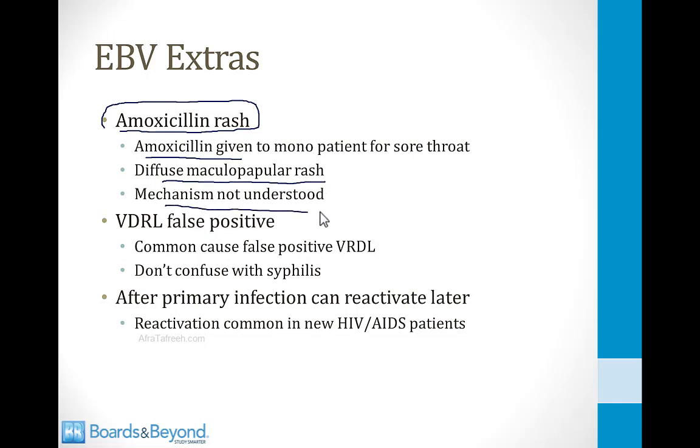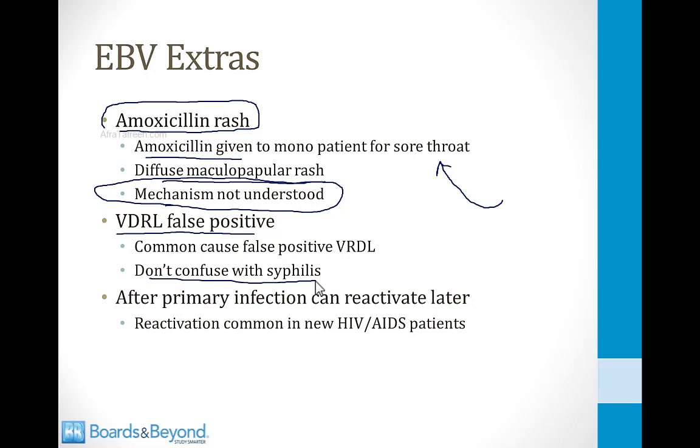The mechanism of this is not well understood, but this is a classic board question to describe a patient with a sore throat who gets amoxicillin and then gets a rash. What they actually have is an EBV infection and mononucleosis. Patients with EBV infection will have a false positive VDRL. The VDRL is a screening test for syphilis, and there are many false positives, and mono is one of them. Don't confuse this with a syphilis infection.